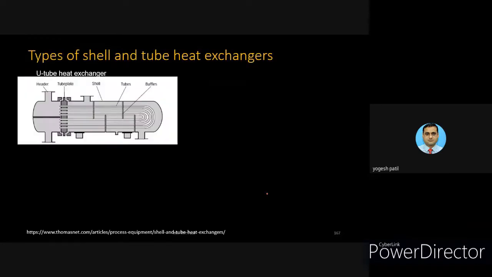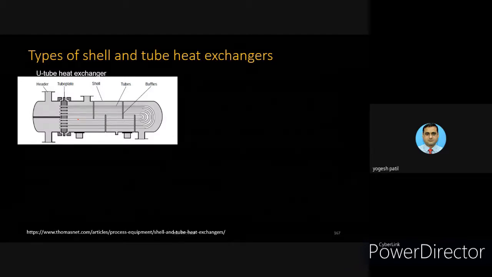So there are different types of shell and tube type heat exchanger. In this particular arrangement, the U-tube heat exchanger, the tubes are mounted in U fashion. You can see clearly over here. The tubes are not horizontally mounted on both sides, but they are like U-tube constructions.